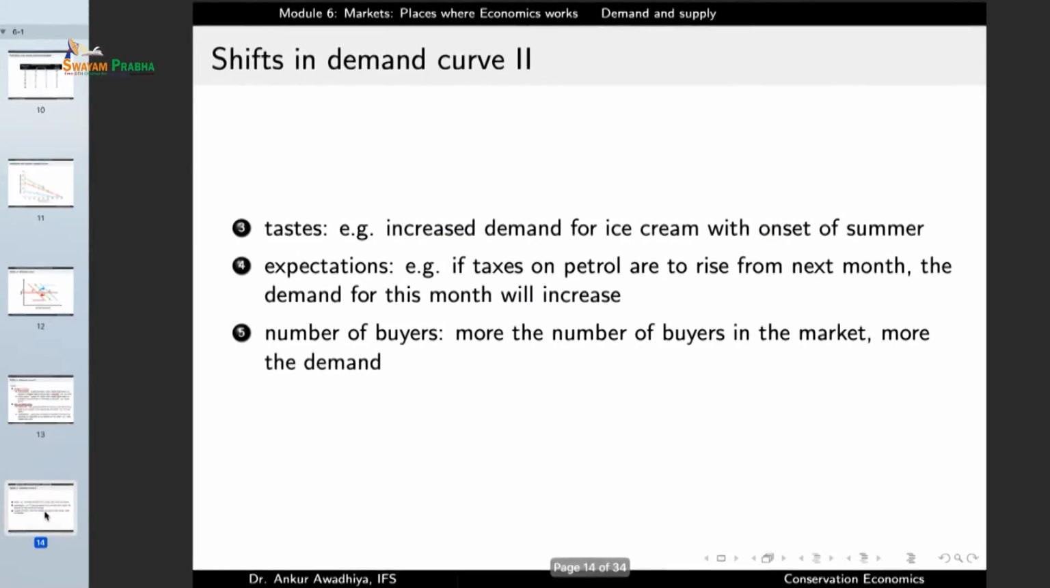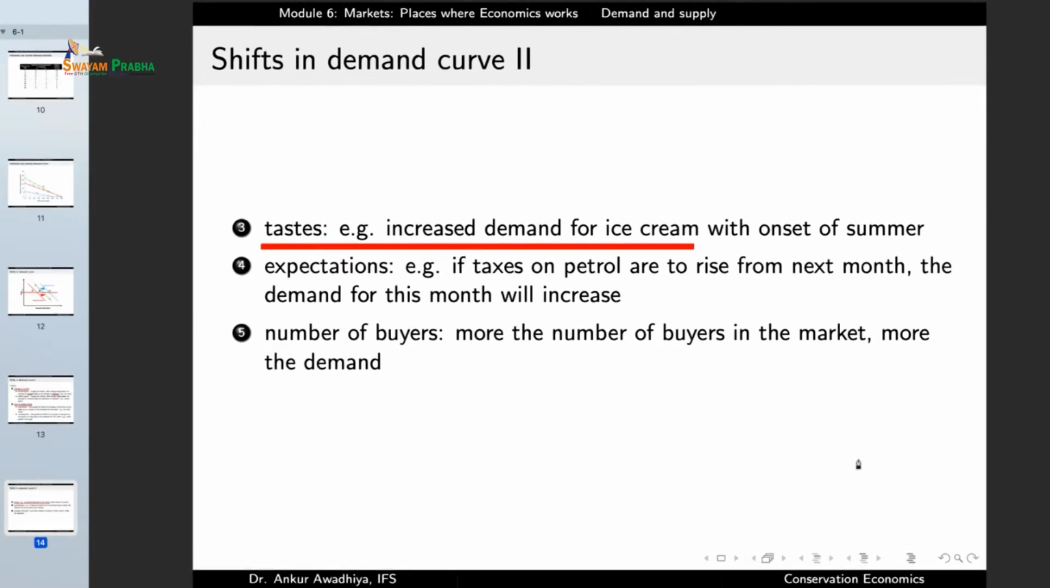Then, taste, such as an increased demand for ice cream with the onset of summer. Because with the onset of summer, more and more people want to have ice creams. So nothing else is changing, but the demand for ice cream will increase in the summer season. So the curve will shift towards the right.